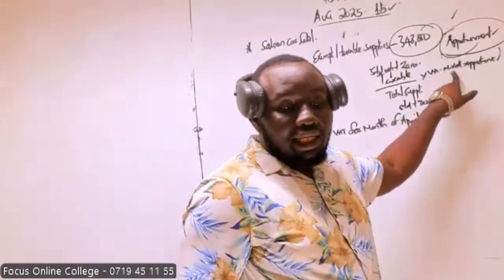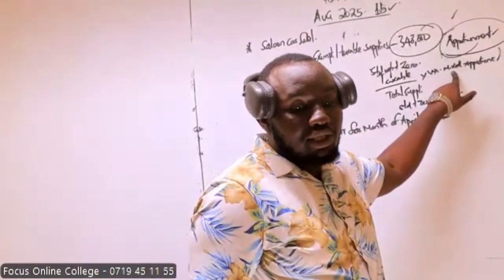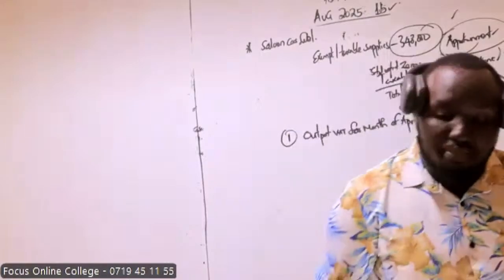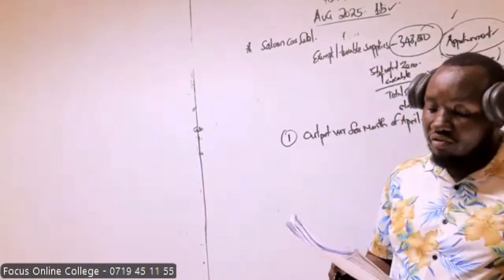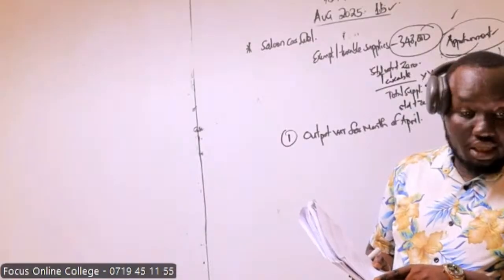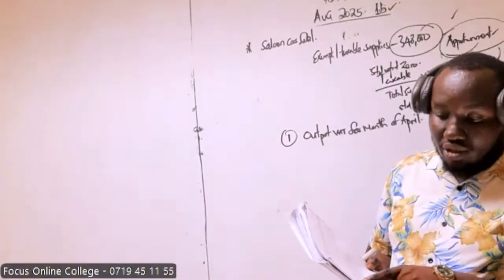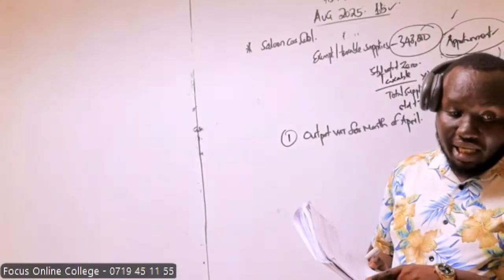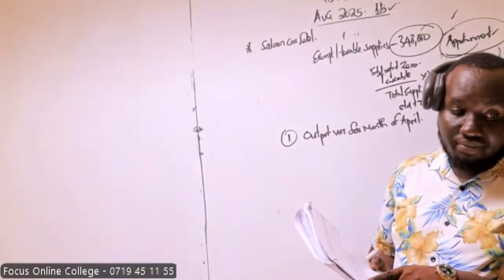VAT on the mixed supplies. So mixed apportionment, look at the mixed apportionment in additional information number 25, April 2025. So that is mixed apportionment together.